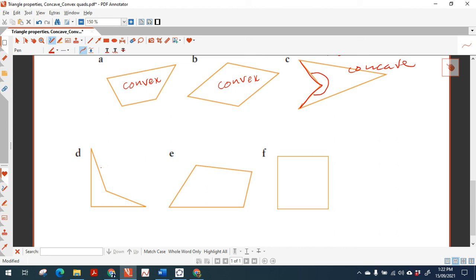Right, so for part D here, you can see here I've got one of the corners pointing in again. So it's pointing in, pointing in. I've got a reflex angle there as well. So this is concave or non-convex. All right. Now the other two shapes, you can see the corners are all pointing out. So they are convex. Okay. And that's all there is to it.